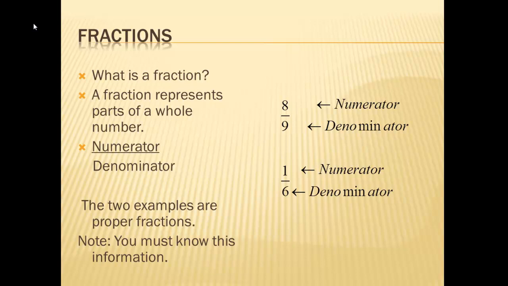These are two examples of what we call proper fractions. It's when the denominator is bigger than the numerator. So the top part in a proper fraction is always smaller than the denominator.